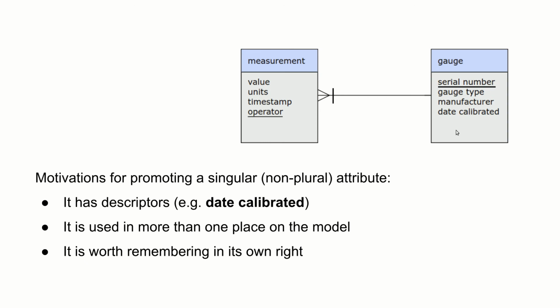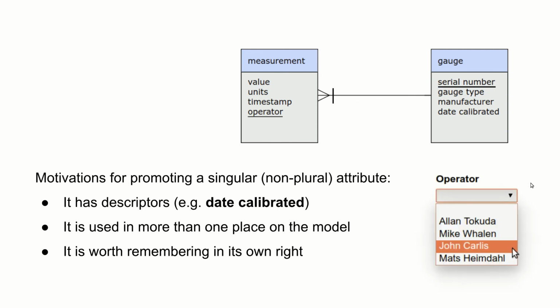for that reason too. What about operator? Do we want to remember a list of possible operators, even ones who have no measurement? We can imagine that the person inputting the data might need to select from a list of possible operators, even ones who have not yet taken a measurement. We can ask this of the users if they don't bring it up themselves. Let's suppose the users say, yes, we want to remember operators by themselves.